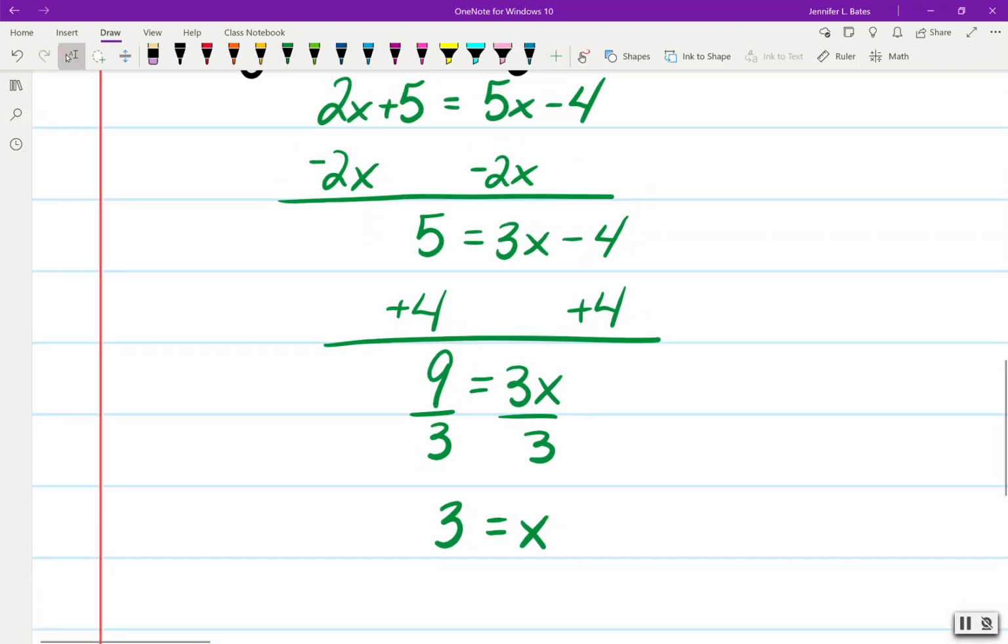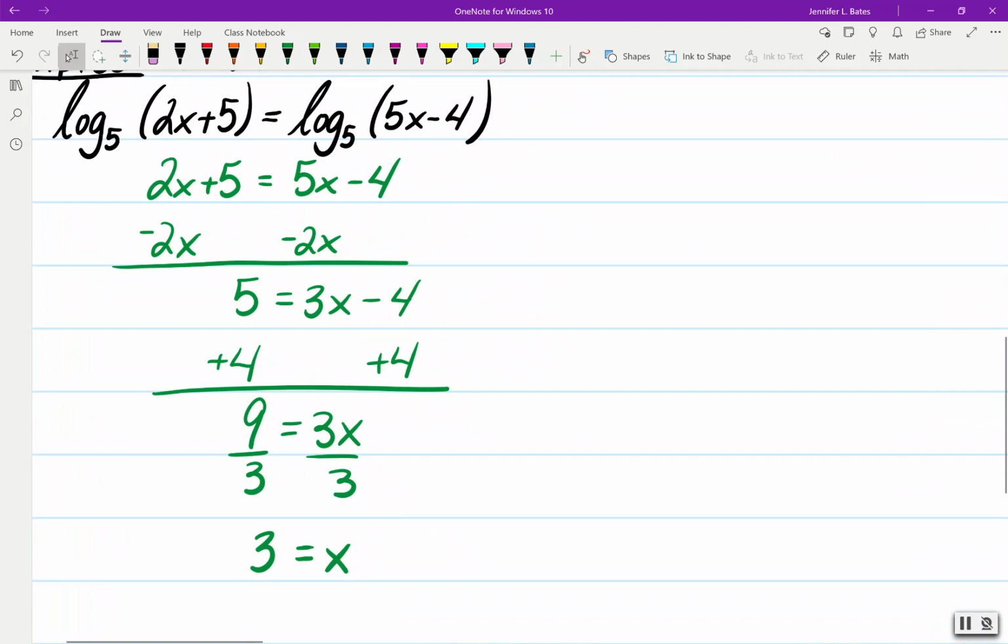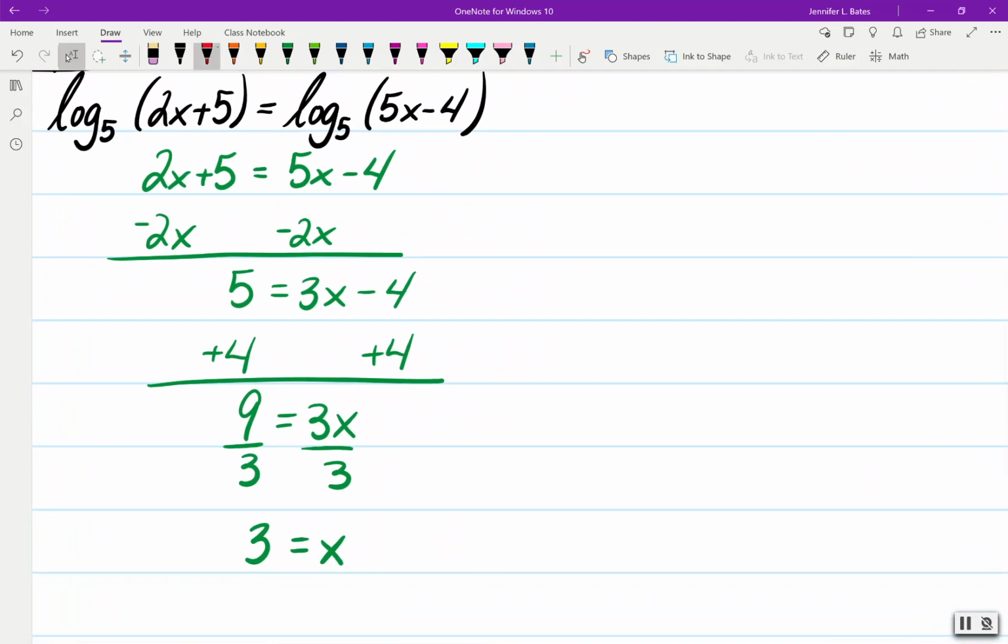Now, we need to make a note. Okay, so we're going to have to check our answer. We're going to make a note explaining why we have to check our answer. So let's come over here on the side, and we're going to make a note. We're going to just take a look at the graph of a simple log. So let's just call this log base b of x.